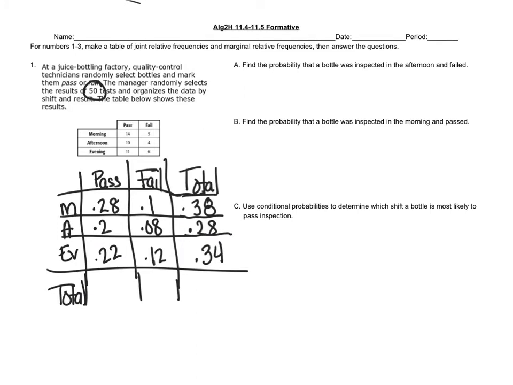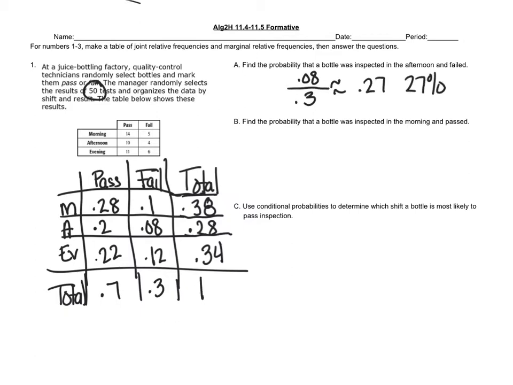So my totals for the first column is 0.7, second column is 0.3, third column, of course, is always 1. So find the probability that a bottle was inspected in the afternoon and failed. So afternoon failed, 0.08 over the total for 0.3 failing, so that's roughly 0.27 or 27%.